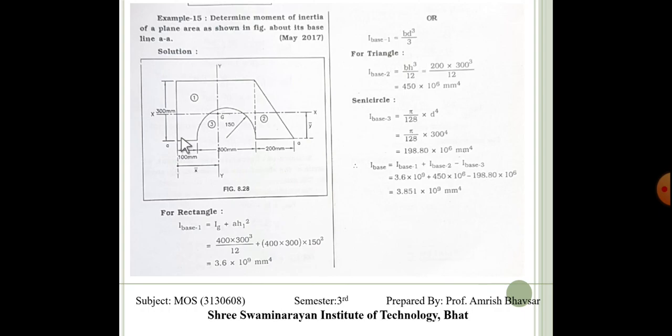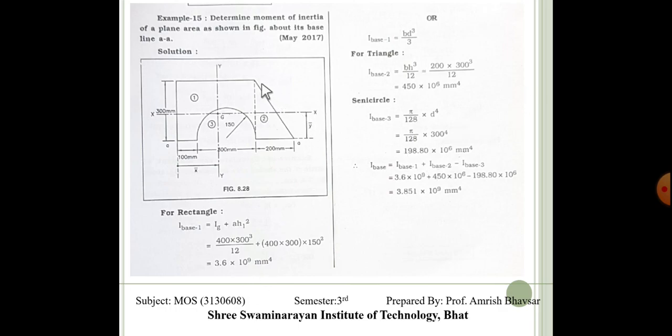Now the first part, that is the rectangle. So here I base for the first part is Ig plus Ah square, Bd cube by 12 plus area into the distance from here to its center. So it is 150. So we can calculate 3.6 into 10 raised to 9.